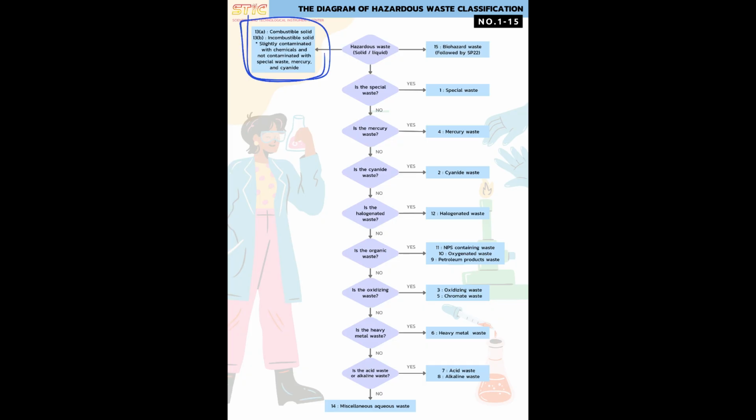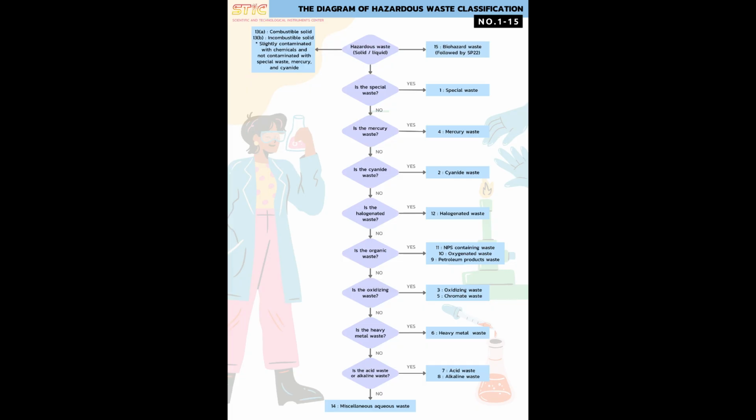At the side, there's an additional note about Category 13, which applies to solid waste that is slightly contaminated with chemicals. Category 13A is combustible solid waste, such as paper towels or tissue that can burn. Category 13B is incombustible solid waste, such as contaminated glass, plastic, or silica gel that cannot be incinerated.